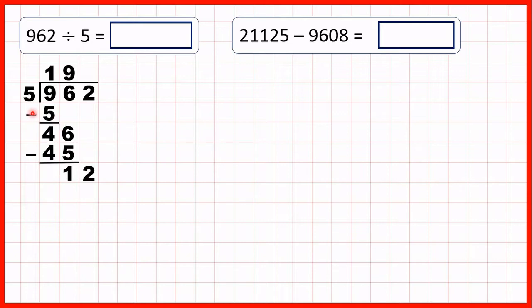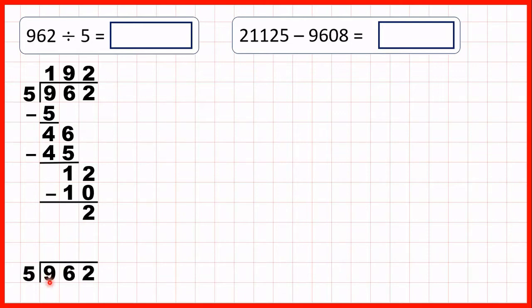Now 12 isn't in the 5 times table. The closest number to 12 in the 5 times table, which is still less than 12, is 10. And because 10 is 2 times 5, we write 2 in our answer. But now notice when we subtract, 12 minus 10 is 2, and we don't have any more digits to bring down. So this 2 here tells us that we have remainder 2.